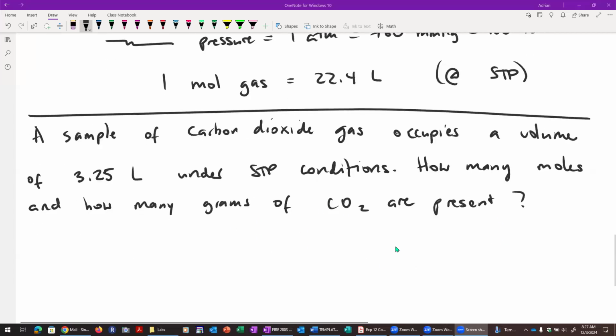All right, here we have another example. So we're told a sample of carbon dioxide gas. So remember, carbon dioxide is CO2, and that occupies a volume of 3.25 liters. All right, so with any of these questions, you want to write down the information that you're provided with. So we have a volume, V, of 3.25 liters.